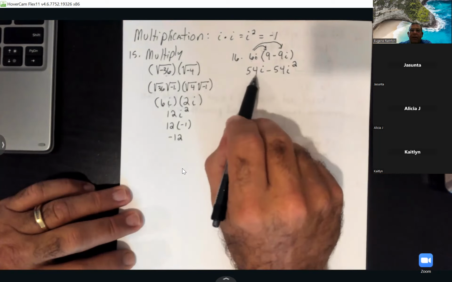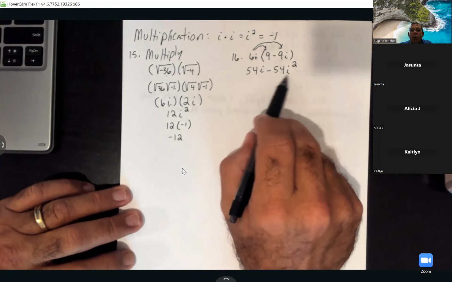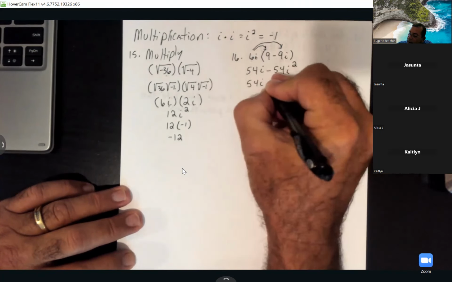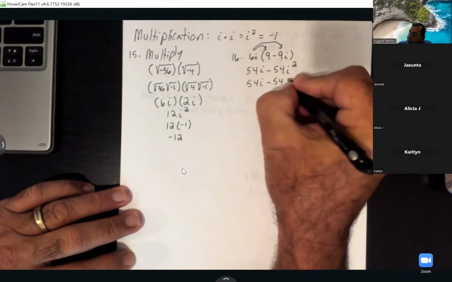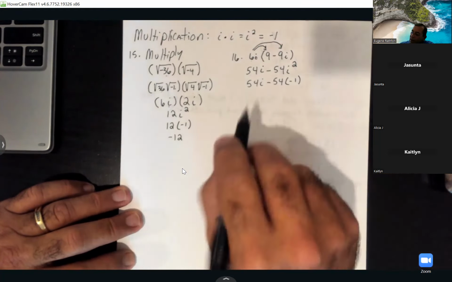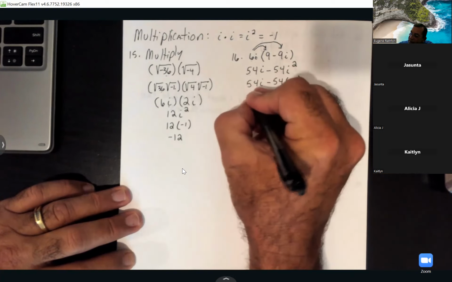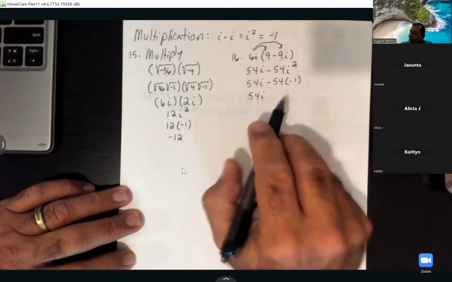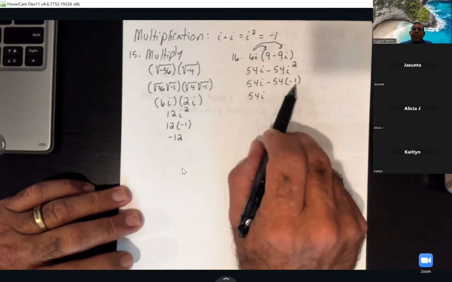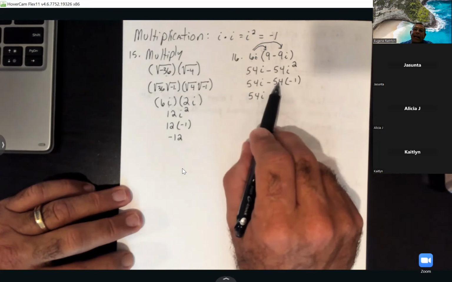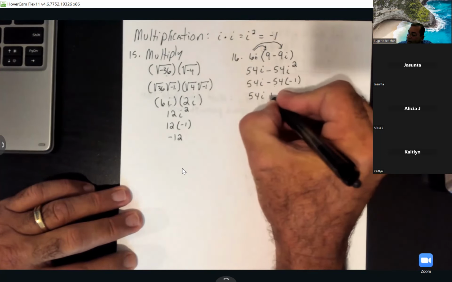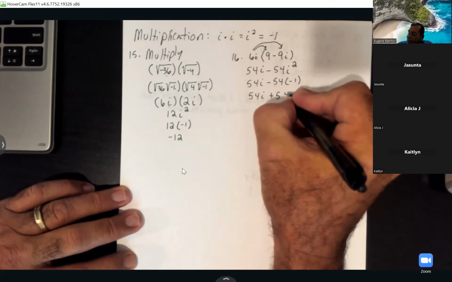Well, we can't do nothing with the 54i, but look here. This 54i squared, remember that I squared equals negative 1. So bring down the 54i. This negative 54 times that negative 1, remember its only purpose is to change that sign. So a negative times a negative will make that a positive 54.